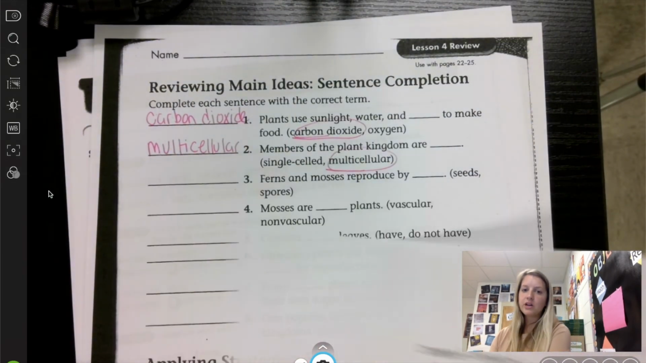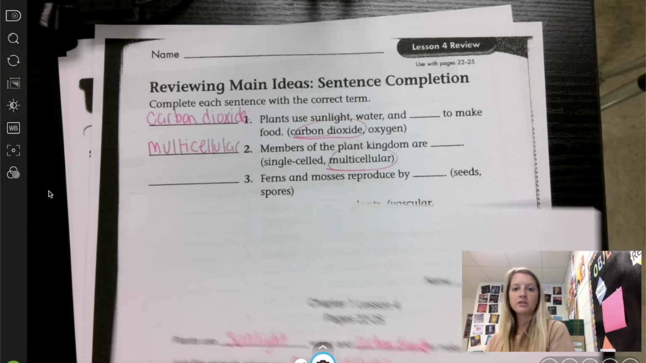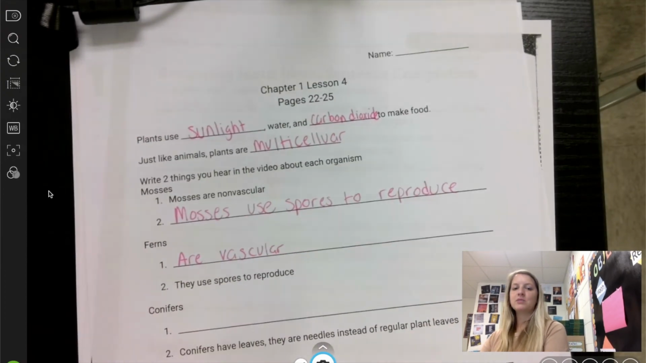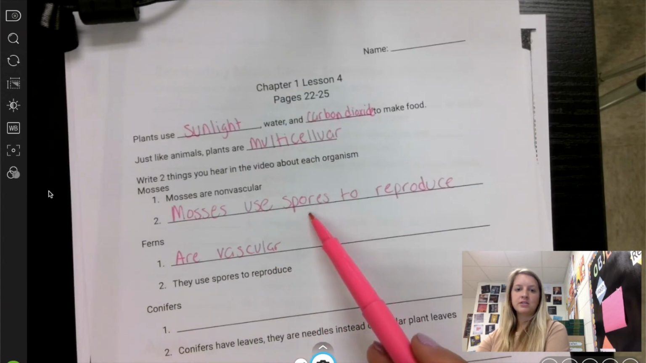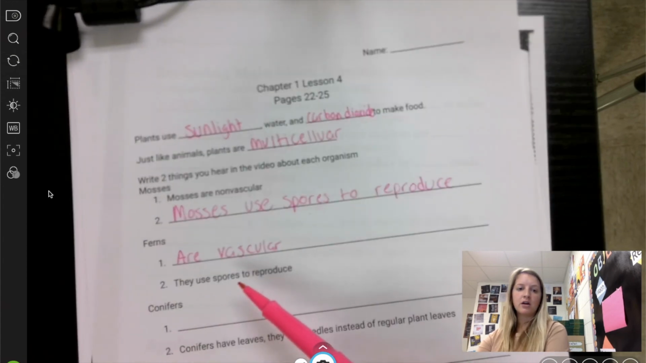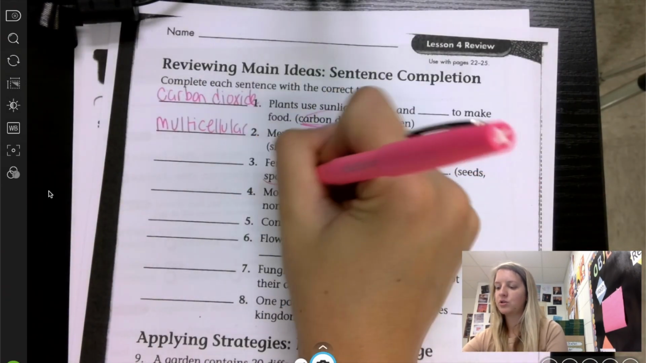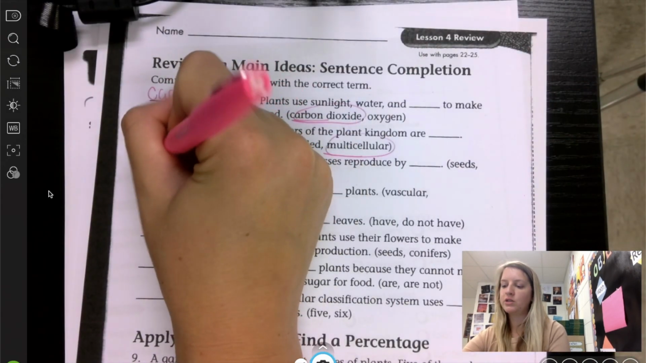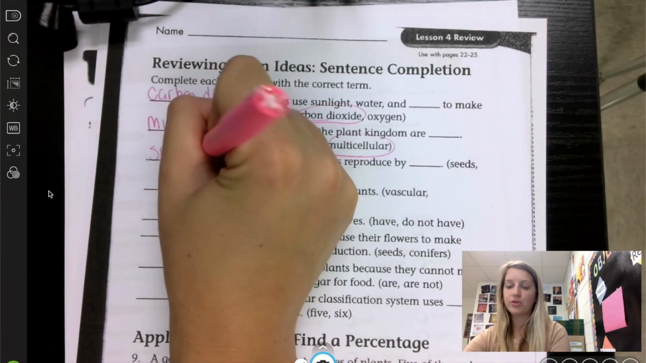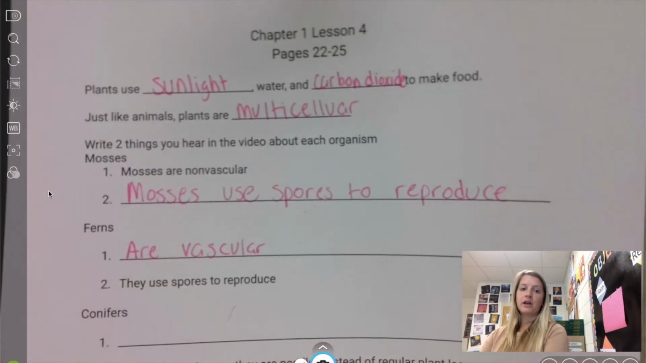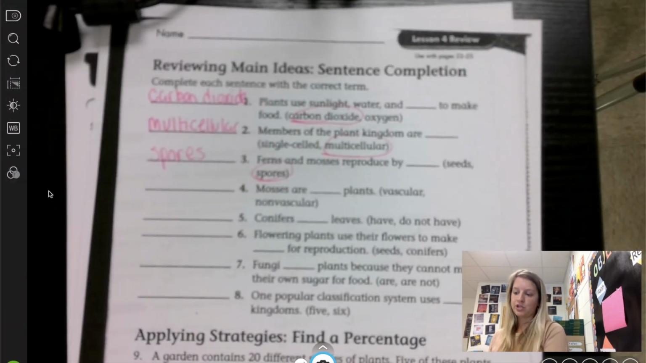Alright, so continuing on then, it says ferns and moss reproduce by seeds or spores. I see two times in my notes that mosses use spores and ferns use spores to reproduce. So I know the answer is spores. So make sure that you are always going through your notes to help you out with your worksheet, because so often these are going to help you fill out this worksheet.